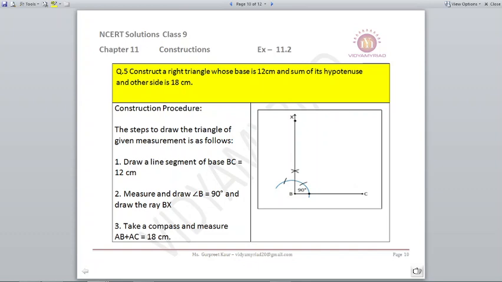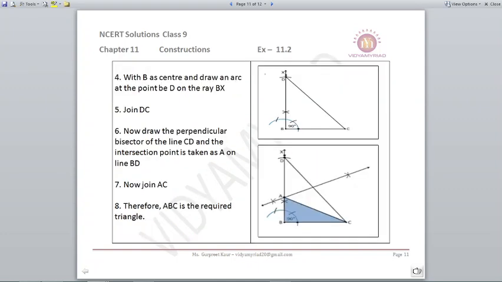Now it is given to you that the sum of its hypotenuse and other side. So if I take my point A, AC will be the hypotenuse and the other side will be AB. So AC plus AB will be equal to 18 centimeters. So what I will do is on BX I will cut my arc of 18 centimeters and mark it as D. Now here join DC.